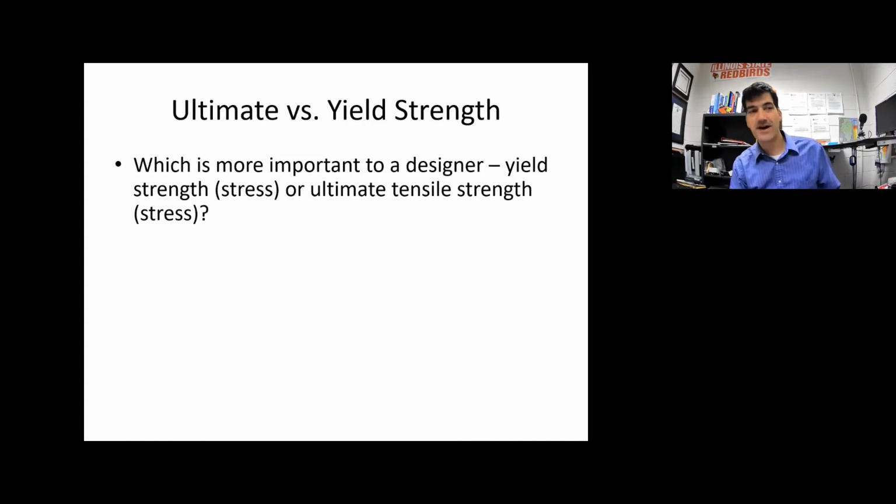I don't really want my bridge to permanently change shape when a semi-truck drives over it or something heavy like that. So most people then realize, oh, yeah, I guess the yield stress is probably more important to a designer. And that's true. Because with the yield stress, yeah, you get some temporary deformation. And it's true that when a semi-truck drives over the bridge, it is going to very minutely change shape, right?